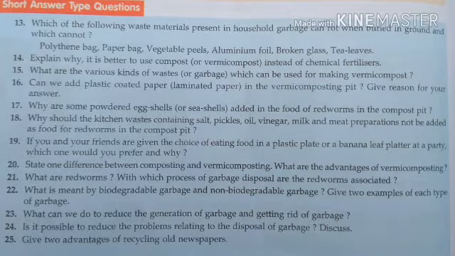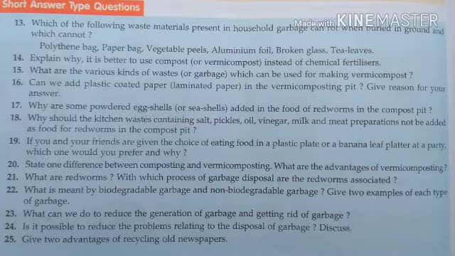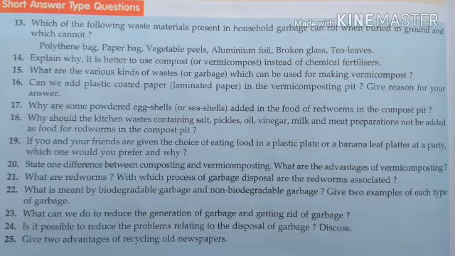What is meant by biodegradable garbage and non-biodegradable garbage? Give two examples of each type of garbage. The garbage which can rot, which can be decomposed by the microbes, is called biodegradable garbage. Example, paper, plant wastage and animal wastage. Whereas non-biodegradable garbage cannot be degraded or decomposed by the microbes and remains as it is in the soil. Example, metals, glass and plastic. They are called non-biodegradable garbage.